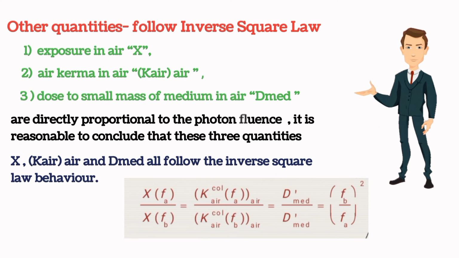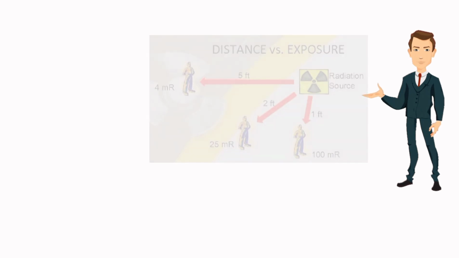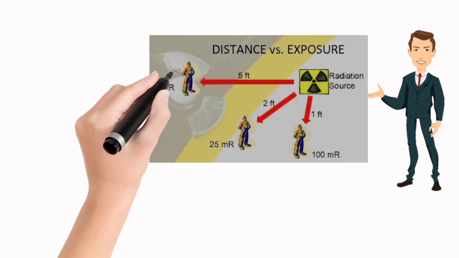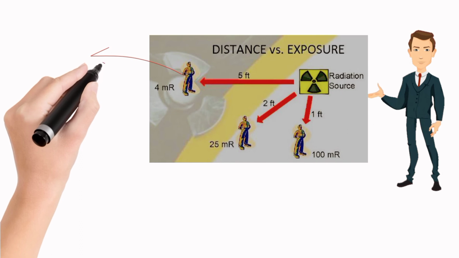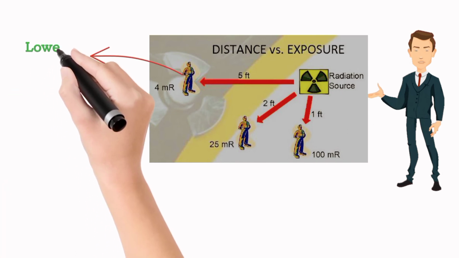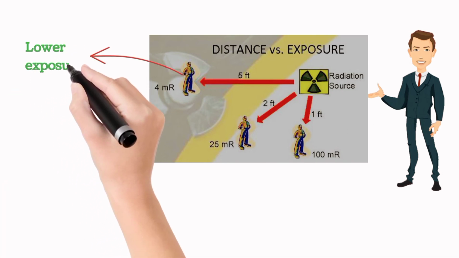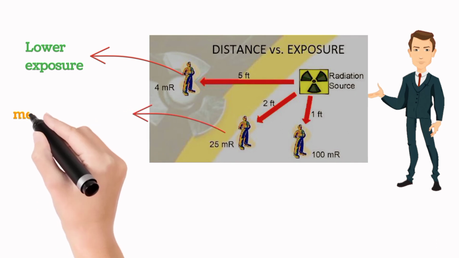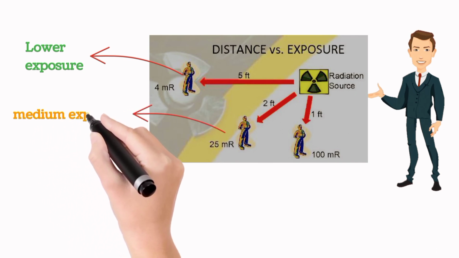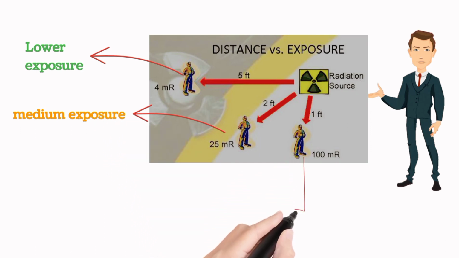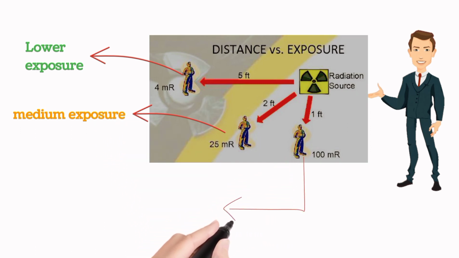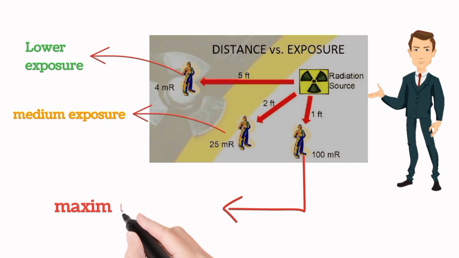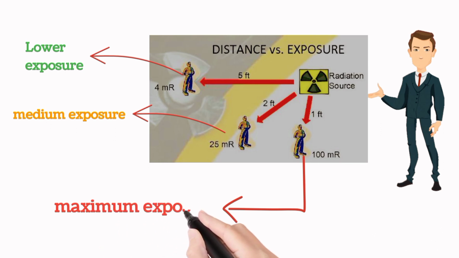In this diagram, this person gets minimum exposure because he stands far away from the radiation source. This person gets medium exposure. And this person gets maximum exposure because he stands very near to the radiation source.